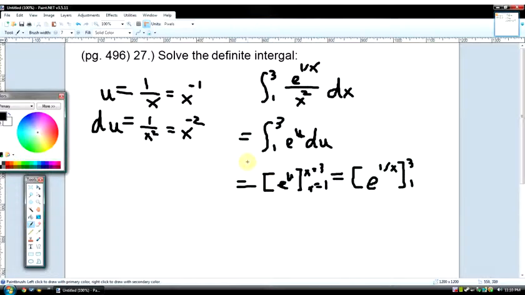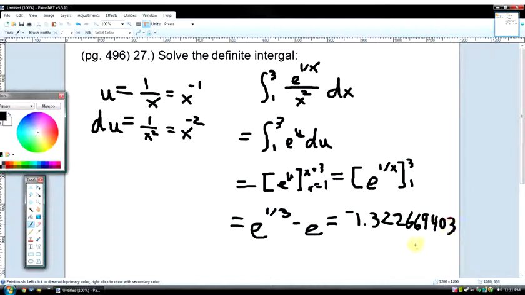Now we continue on to carry out our FTC by taking e to the power of 1, by plugging this in, e to 1/3 minus e. Now we take that, put that in, which is going to be a not so pleasant never-ending decimal, which will be negative 3.22669403 according to my calculator.